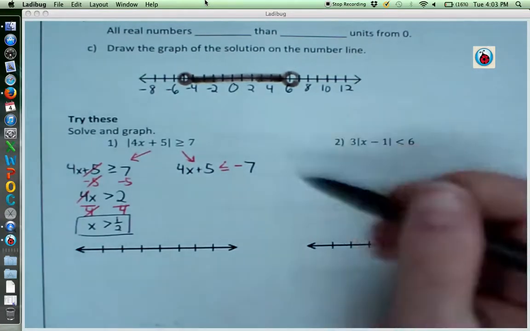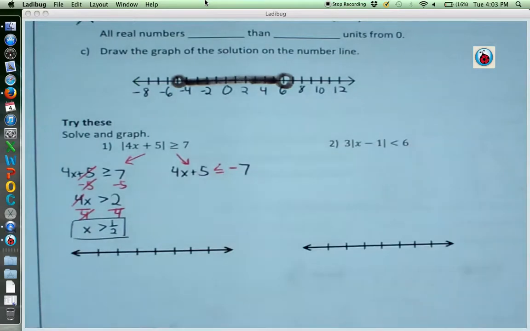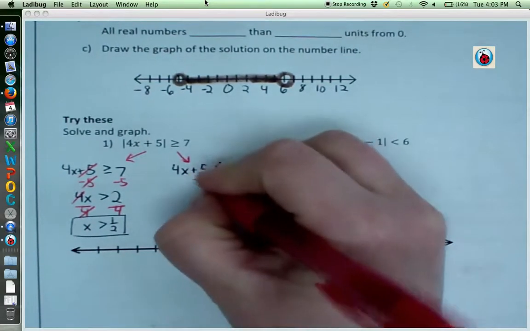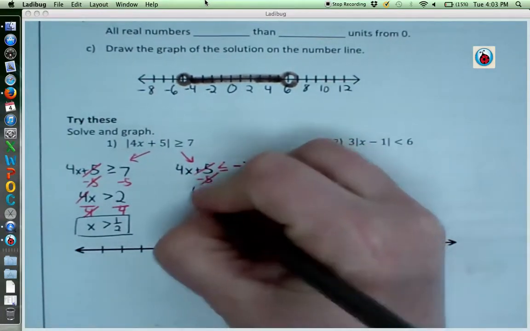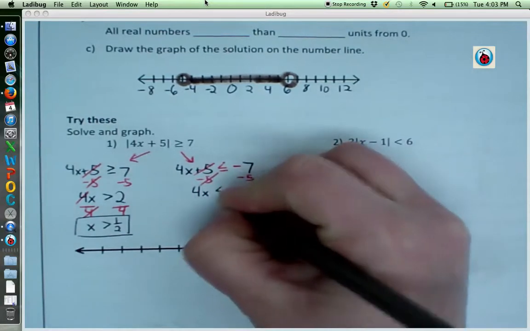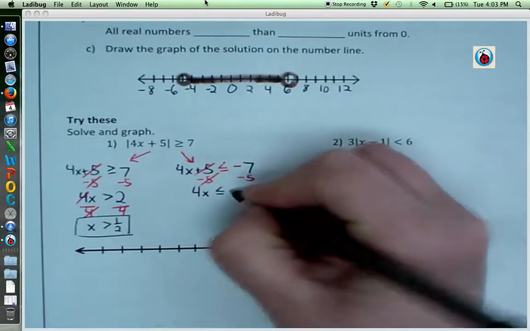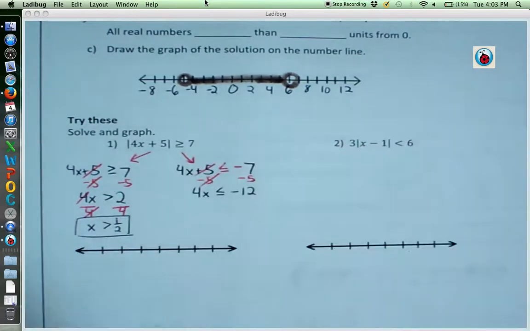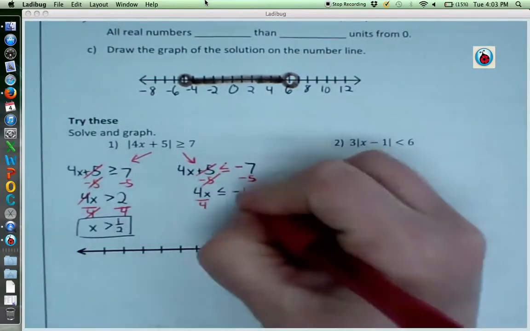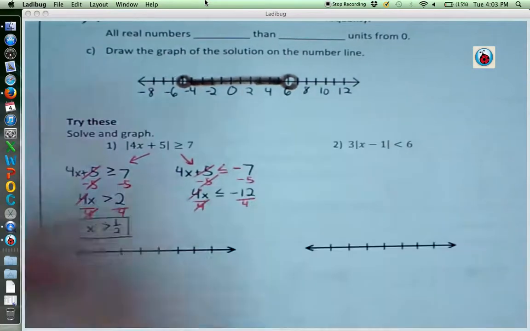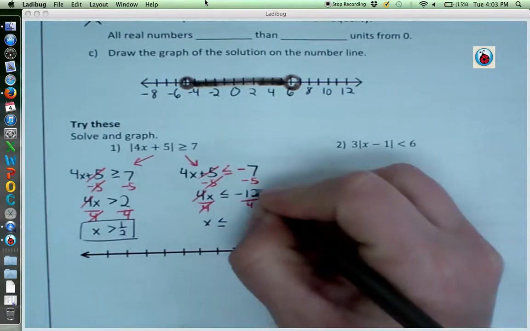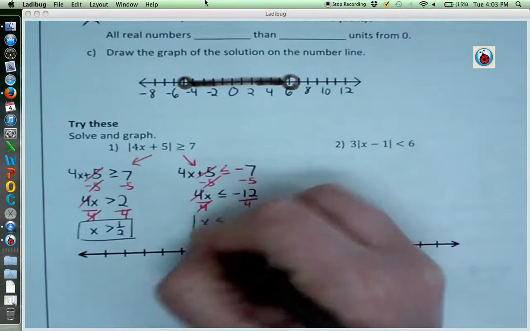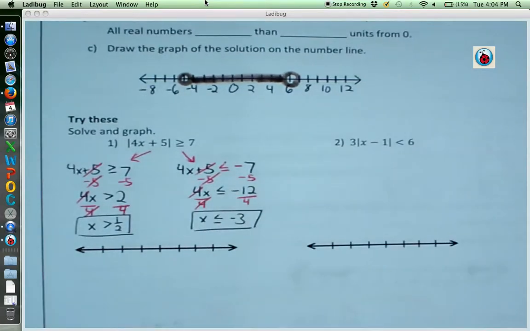I'll get the other part of my answer from this inequality. I'll do the same thing to solve it. I'll start by subtracting 5 from each side to cancel the plus 5. I end up with 4x is less than or equal to -7 minus 5 is -12. Then divide both sides by 4 to get x by itself. I end up with x is less than or equal to -12 divided by 4 is -3. So I also want to include all the numbers less than or equal to -3 in my answer.